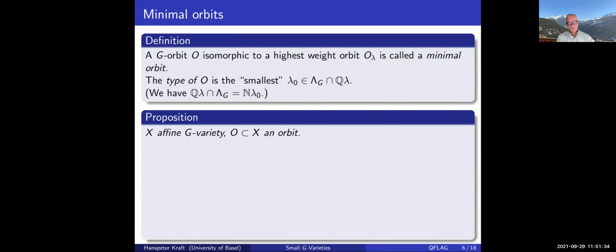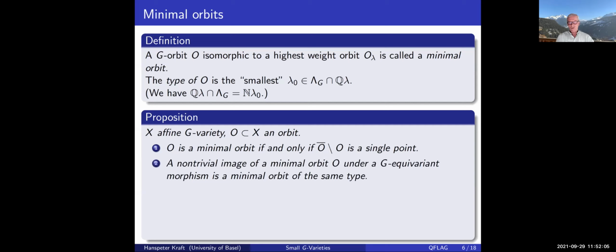Here is the first proposition. Let X be an affine G-variety and O any orbit. Then O is minimal if and only if the closure minus the orbit is a single point. So remember, we know that for minimal orbits, but this is a characterization of minimal orbits. This holds in every variety.